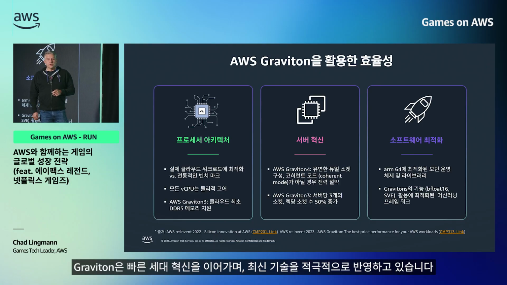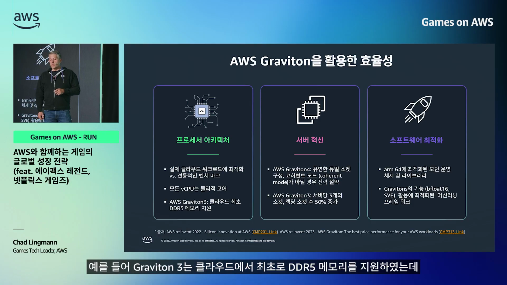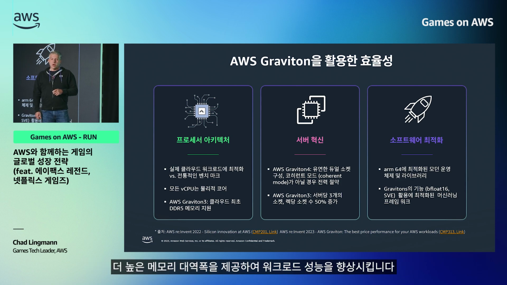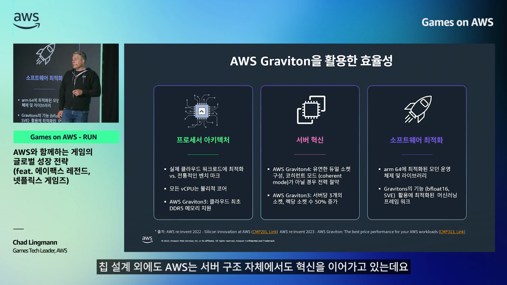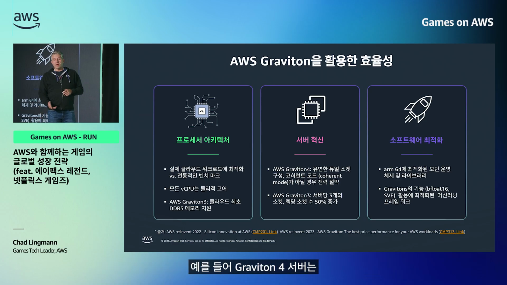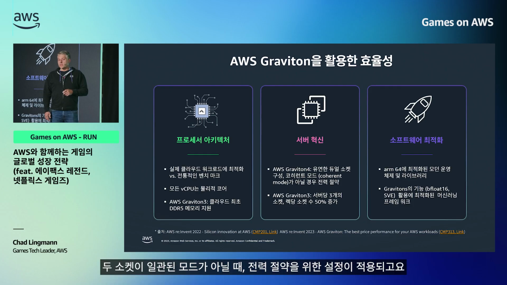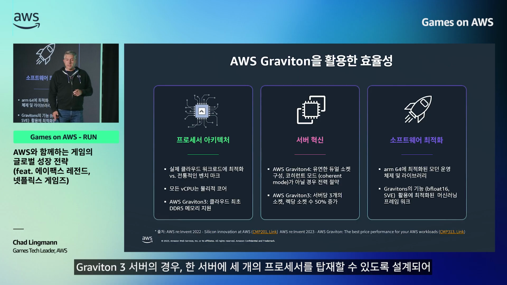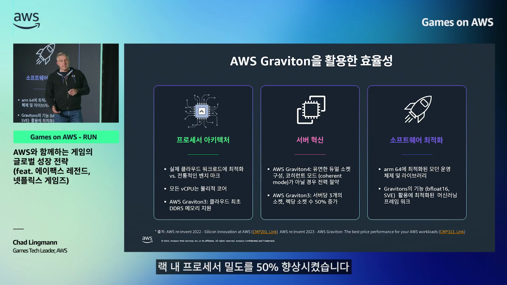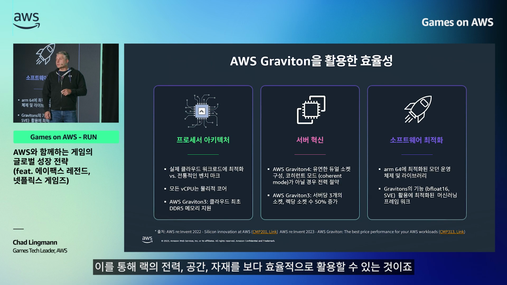Graviton innovation and generations are moving quickly, including modern technologies. For example, Graviton 3 was the first in the cloud to support DDR5 memory, which is more energy efficient than DDR4, and also allows for higher memory bandwidth to improve workload performance. Beyond the chip design, AWS is also innovating on the server. For example, Graviton 4 servers are configured for power savings when the two sockets are not in coherent mode. Another example on Graviton 3 is the servers are designed to fit 3 processors in the same server, which improves the processor density in a rack by 50% and enables optimal use of rack power, space, and materials.